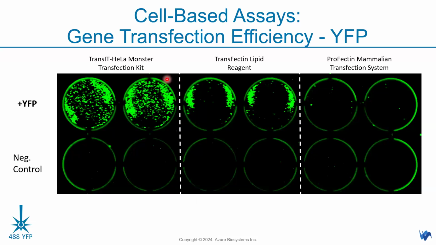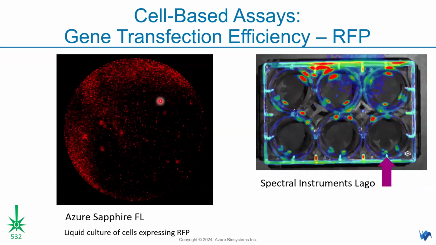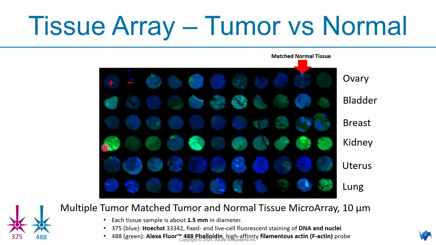This is the 24-well plate scan we did, testing 3 different transfection kits. We are using a fluorescence protein here, with a negative control, and we can see by the naked eye, very clearly, that this transfection kit is the best for our cell lines. And this is a liquid culture of cells expressing red fluorescence protein, on a 6-well plate, and a tissue array with multiple matched tumor and normal tissue microarrays.